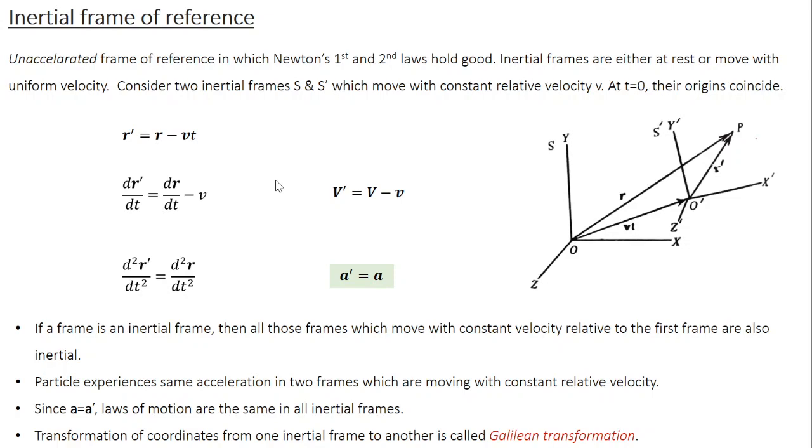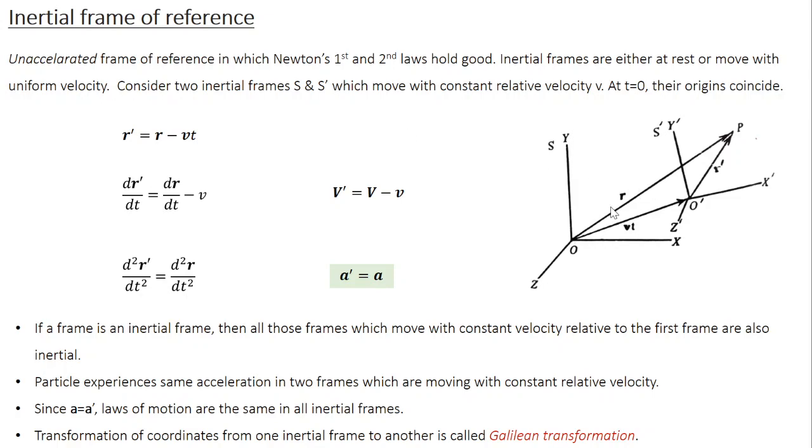Now coming back to the frame of reference or the coordinate system, there are two types of them. One is known as inertial frame of reference and the second one is known as non-inertial frame of reference. Inertial frame is unaccelerated frame of reference in which Newton's first and second laws hold good. So unaccelerated means the frames are either at rest or move with uniform velocity.